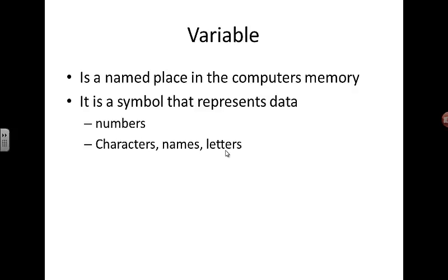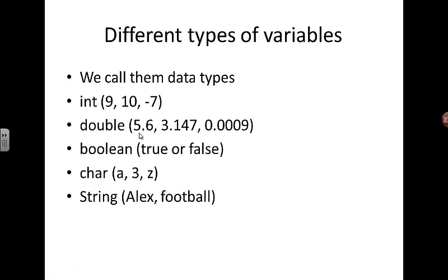So what exactly is a variable? I know you studied them perhaps in geometry or algebra or whatever math you've taken. For computer programming, a variable is a named space in the computer's memory. It's a symbol that represents data, either numbers, characters, names, or letters. There are different types of variables, and we call them data types. So when we start to talk about a variable, remember we have to use the term data types.